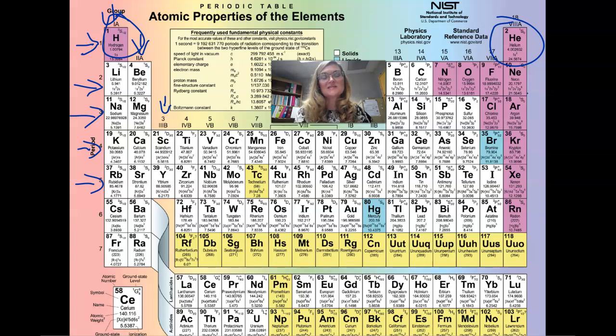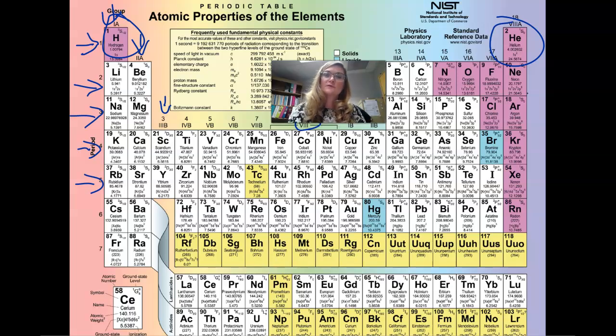Once you get to 8, 9, and 10, all of these are only going to have 8. Now 8 is a stable number. You might have learned in high school 8 is great. 8 is what it's reaching for. It does not want to bond with any other element if it has 8 electrons in its outer shell. So these columns have 8. They usually will not bond with other elements.